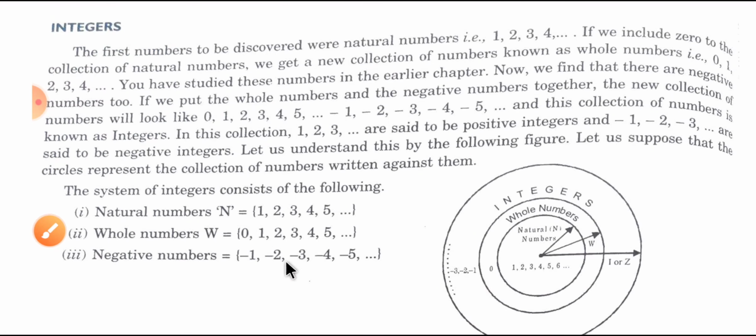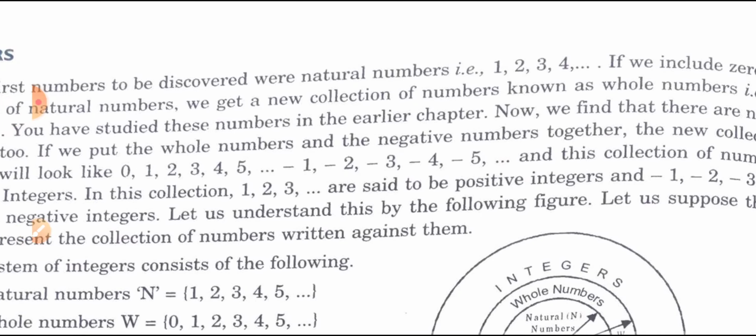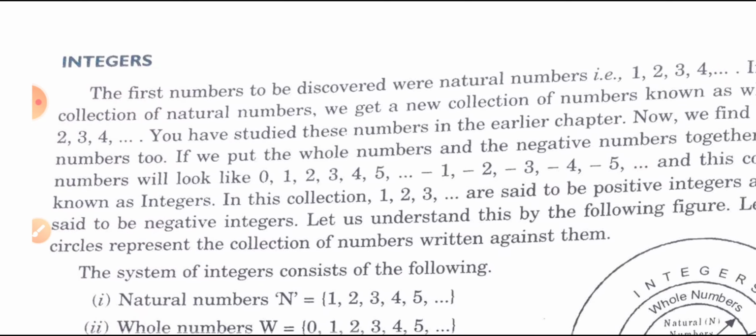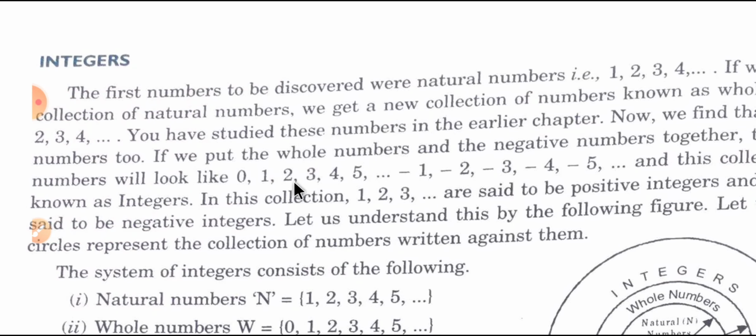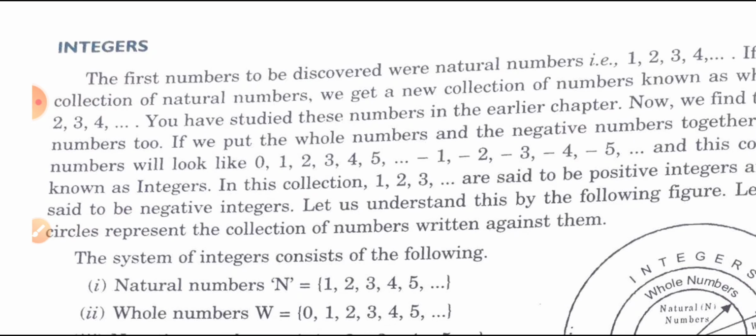Now next we will see integers, the definition of integers. The first numbers we discovered were natural numbers. After that we read about whole numbers, and we have studied this in the earlier chapter also. Now we'll find there are negative numbers too. If we put the whole numbers and negative numbers together, the new collection will look like 0, then positive numbers, after that negative numbers: minus 1, minus 2, minus 3. This collection of numbers is known as integers.